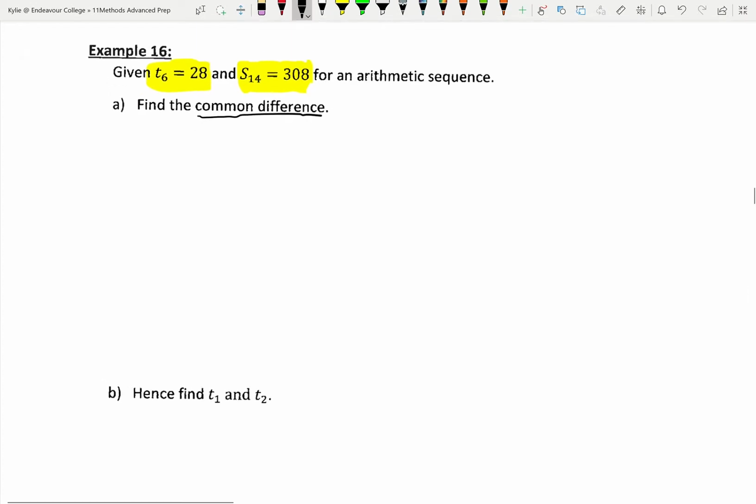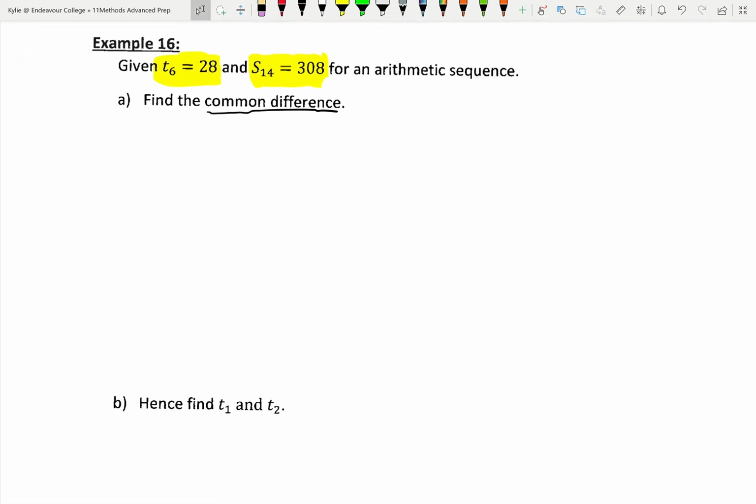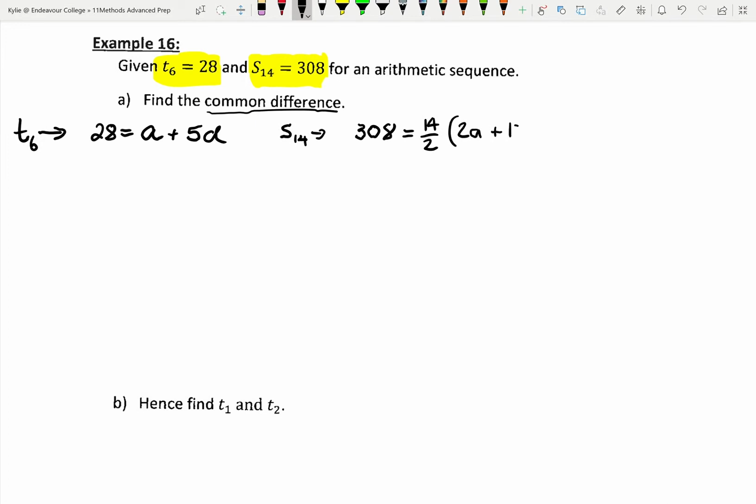So we start by writing down what it is that T6 actually tells us. T6 tells us that 28 equals our first term plus 5 lots of our difference. S14 tells us that 308 equals 14 on 2 outside of 2a plus 13d.